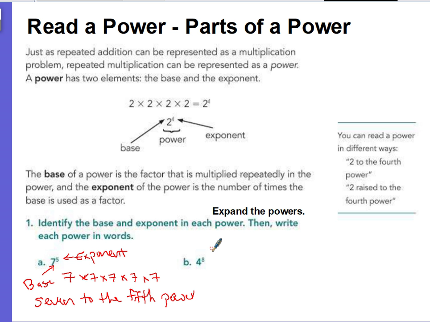So hopefully you recognized that again, the larger number is the base. So the base is going to be 4. The smaller number is the exponent. And so the exponent tells you how many times to use the base as a factor. So this means that 4 should be multiplied 8 times. So if I expand this out, this would just be 1, 2, 3, 4, 5, 6, 7, 8. That is the expanded form.